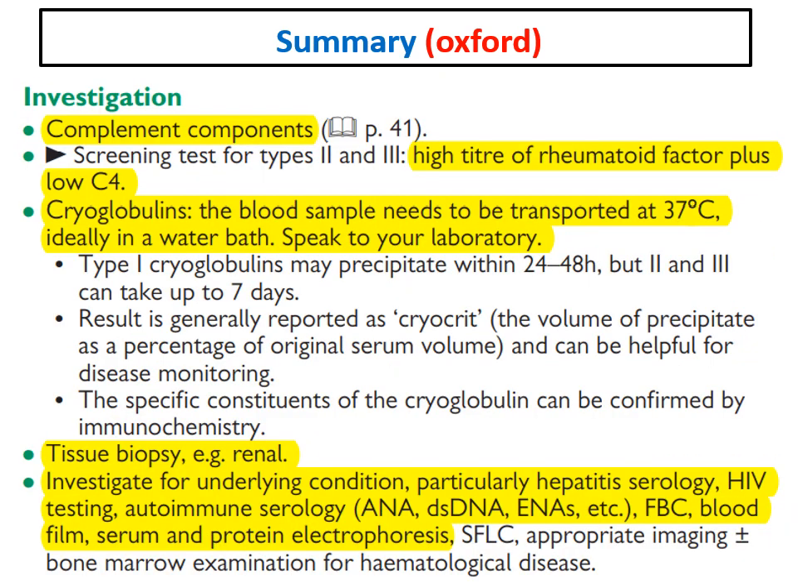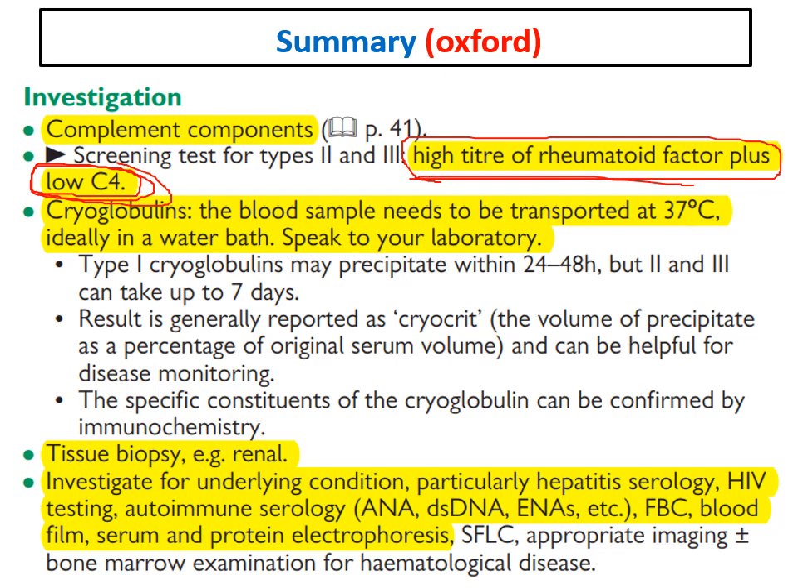Investigations usually show, and the most important is, rheumatoid factor positivity and low C4. This is very important. When you suspect a cryo, you should ask for rheumatoid factor and C4, and ask for cryoglobulins. The blood sample should be transported, as we said, at 37 degrees, ideally in a water bath, and you should arrange it, of course, with the lab.